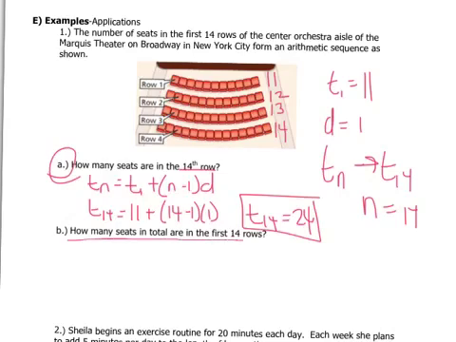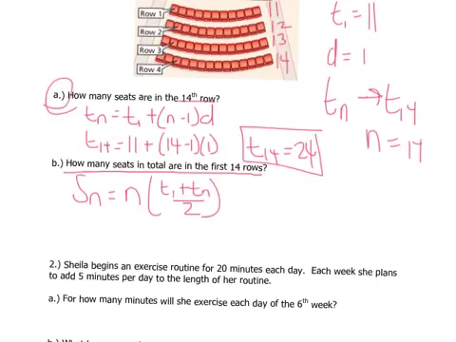Next question. Now, how many seats in total are in the first 14 rows? Is that looking for a term or a sum? So let's use the sum formula. Again, our value of n is 14. I'm looking for the sum of everything in the 14 rows. So n is 14. The first term, again, we said was 11. We have just found T sub 14. That's 24 all over 2. Then it's just a matter of calculating in your calculator. That one is 245.